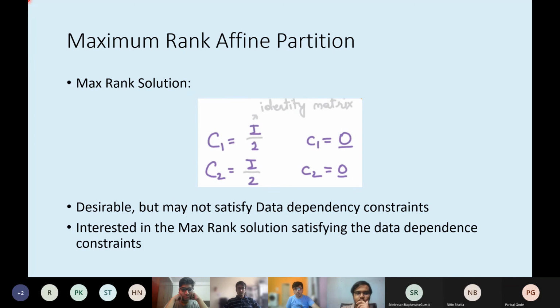Correspondingly, on the other side, we could have a max rank solution in which this capital C1 is the identity matrix, which means that it's a full rank matrix. If D is the loop nest depth, that means that the dimensionality of the processor space is also D. This is desirable, because each point in the iteration space is mapped to a unique, separate processor, so we'll have a large number of virtual processors and we can execute the iterations in parallel. This may not always satisfy data dependency constraints. That's why we are interested in the max rank solution satisfying the data dependency.